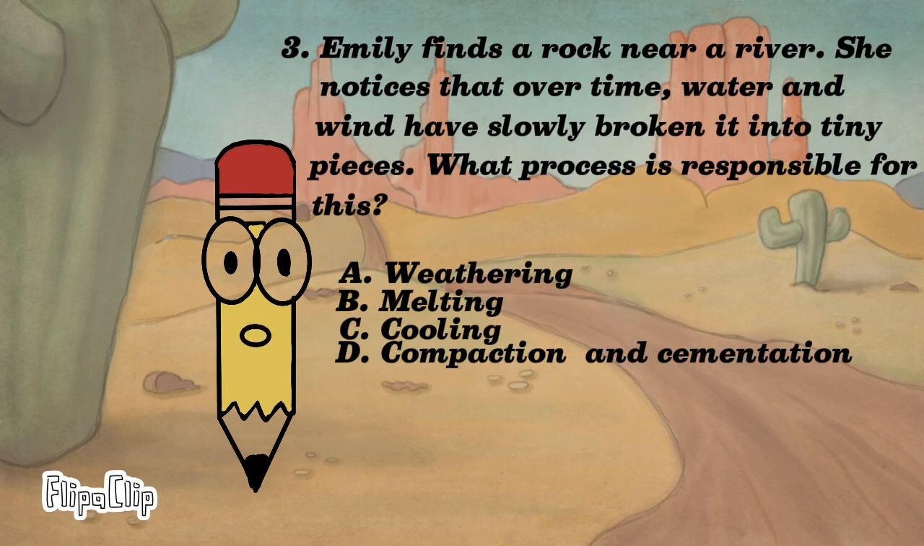3. Emily finds a rock near a river. She notices that over time, water and wind have slowly broken it into tiny pieces. What process is responsible for this? A. Weathering. B. Melting. C. Cooling. D. Compaction.